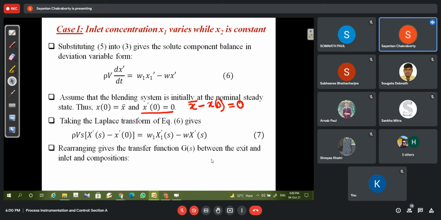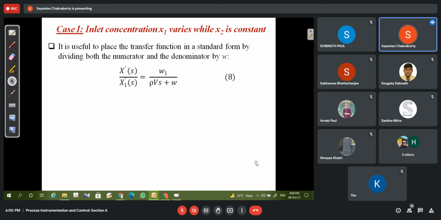Trivial thing. You rearrange this and obtain the transfer function. So x prime and x1 prime, the transfer function is given as this. See, this is a first order transfer function. But this is based on the deviation variable. That is, all the x primes and x1 primes represent the variation with respect to the nominal steady state value at which it was residing before the disturbance is given or the variation is applied.